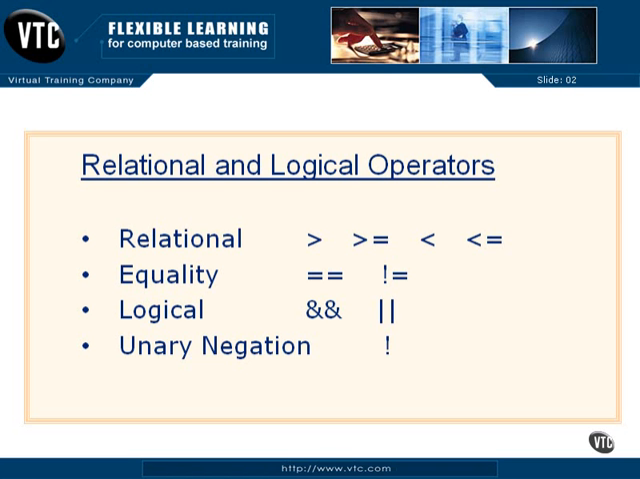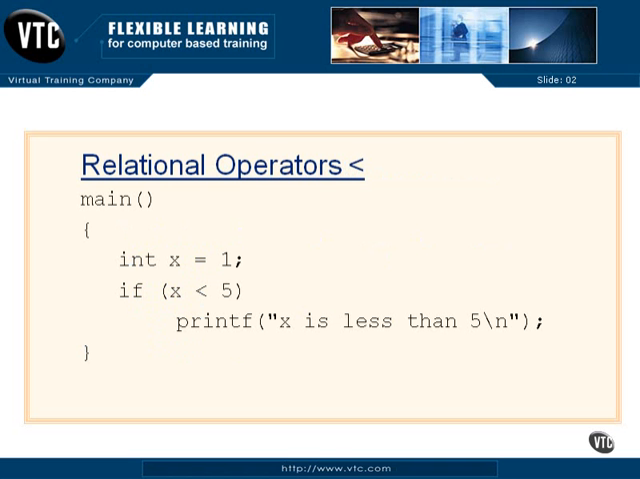Well, now we want to talk about some operators, some relational and logical operators. These are the keys to us getting anything done in the language, so that we can compare results that are produced by all those arithmetic operators that we just looked at. So, relational and logical operators. We will look at relational, equality operators, logical operators, and then the special one, the unary negation at the end here. Here's an example of the less than relational operator.